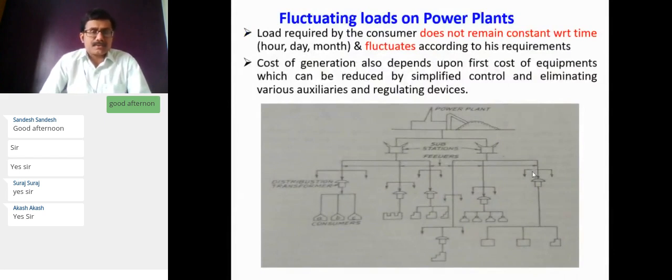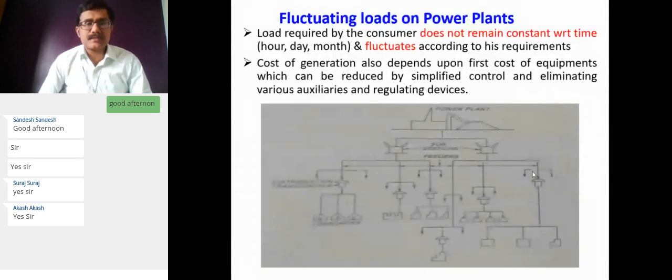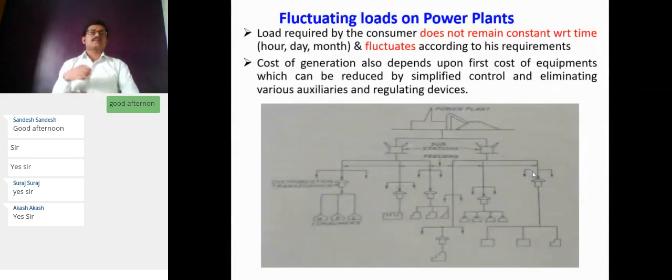The next topic for the discussion is nothing but the fluctuating load on the power plants. Write down this title in your notebook also. Write down this heading: Fluctuating loads on power plants. And let us try to understand the significance or the justifications for the two paragraphs which are given here.